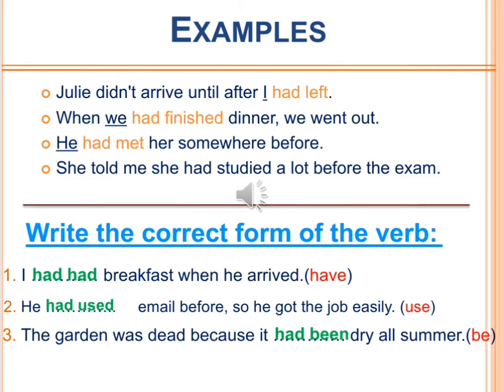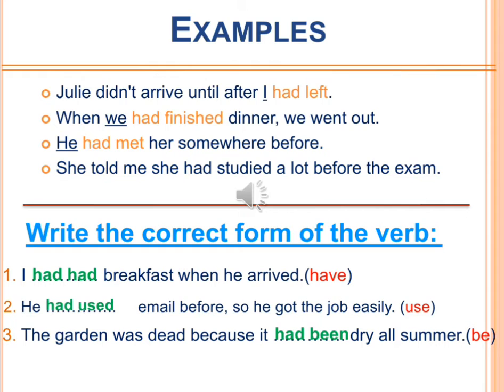Examples: Julie didn't arrive until after I had left. When we had finished dinner, we went out. He had met her somewhere before. She told me she had studied a lot before the exam. Write the correct form of the verb. 1. I had breakfast when he arrived. Correct answer is I had had breakfast when he arrived.